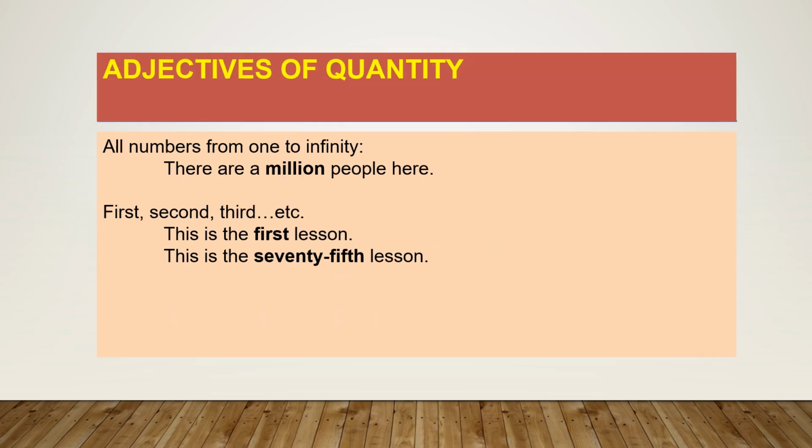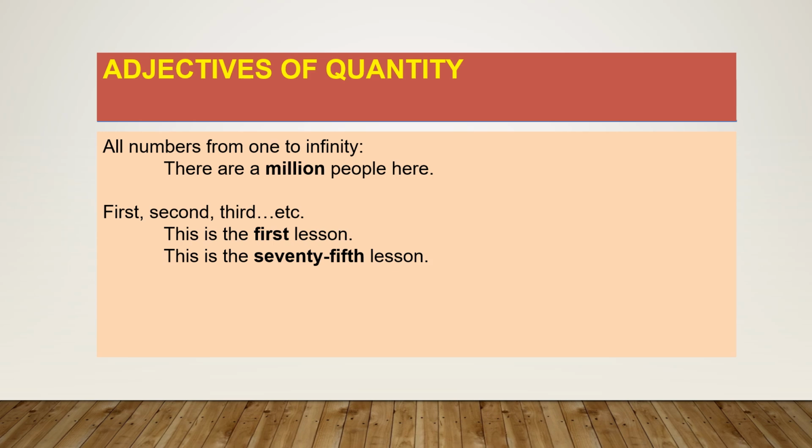Now we move to the second category, and that is adjective of quantity. Quantity means how much. So, all numbers from 1 to infinity are adjectives of quantity. Then words like first, second, third, all are adjectives of quantity. So you have examples here. There are 1,000,000 people here. Million is a number and it qualifies the noun people.